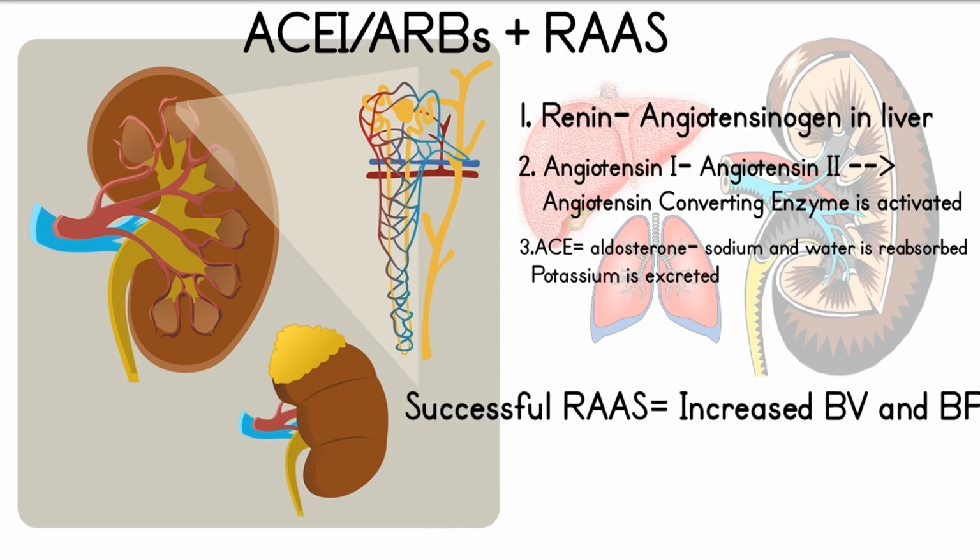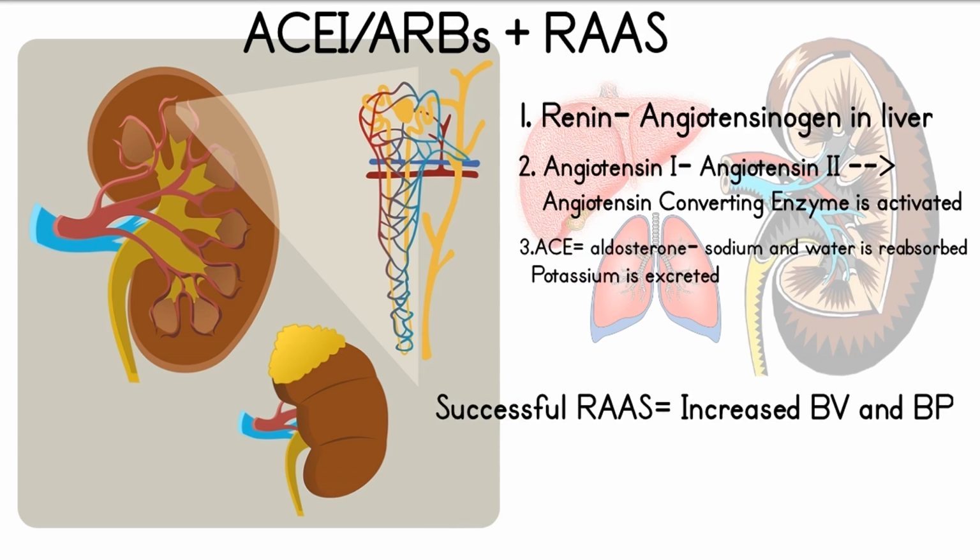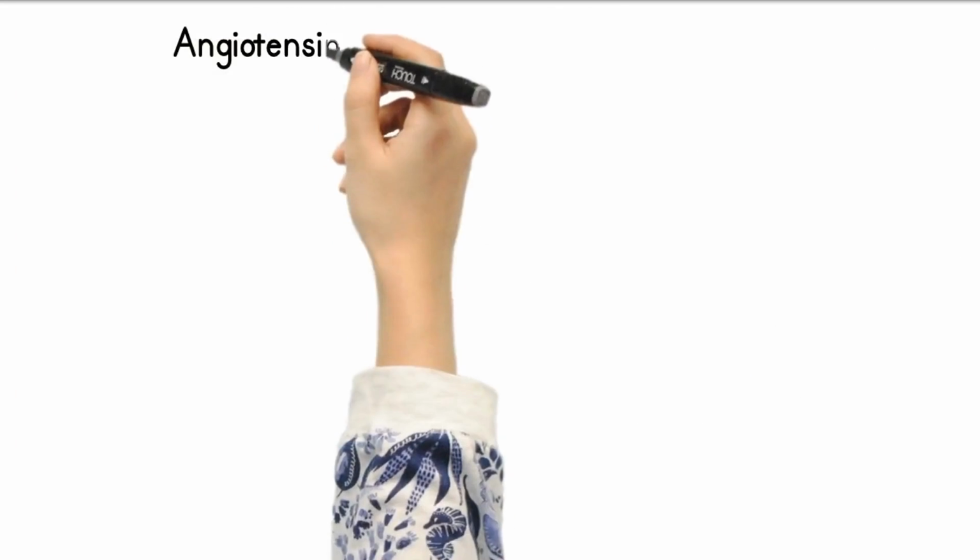blood pressure. Angiotensin receptor blockers also act here, except they block angiotensin 2 from binding to the receptor to cause the release of aldosterone. After ACE is normally activated in RAAS, aldosterone is released, leading to sodium and water reabsorption, hence increased fluid and blood pressure, and potassium is excreted. The end products of a successful RAAS include increased blood volume and blood pressure.